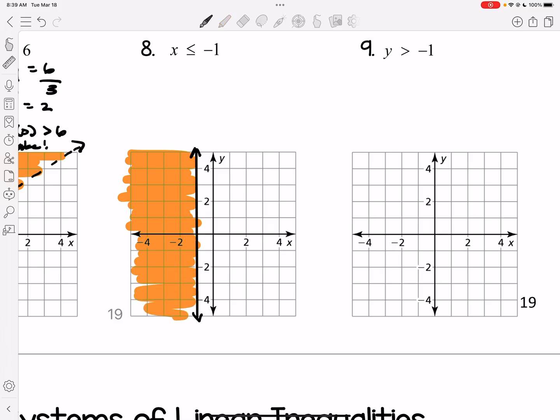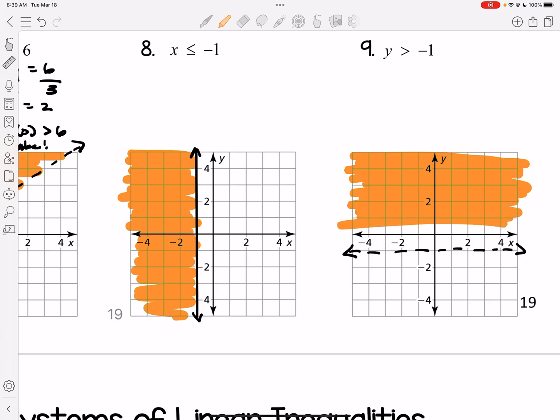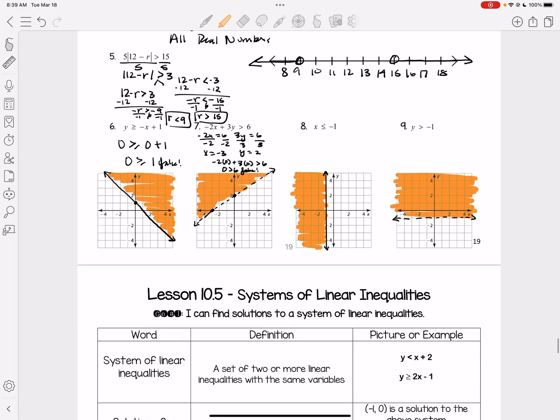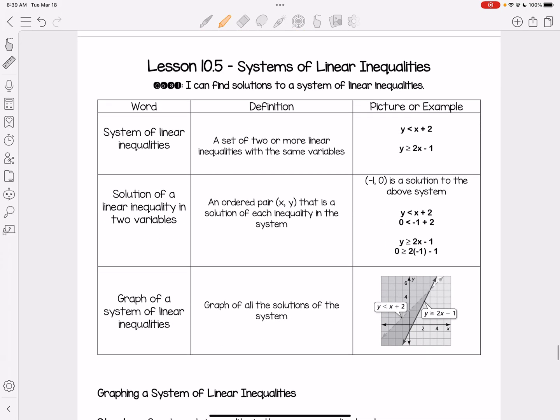And this last one, I draw a dotted line at negative 1 with the y because it's just a greater than, not a greater than or equal to, so it goes like this. Then from here, I want everything for y that's greater than 1, which means that's above the line right here. So I just highlight this side like that. Okay, and that's the 10.5 bell work. So hopefully you got that, and if you have any questions, feel free to let me know. But let's go ahead and go to the next page.